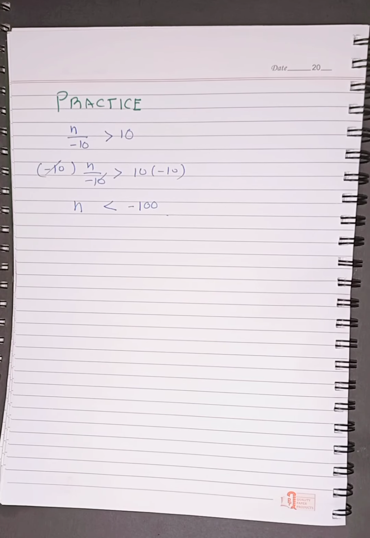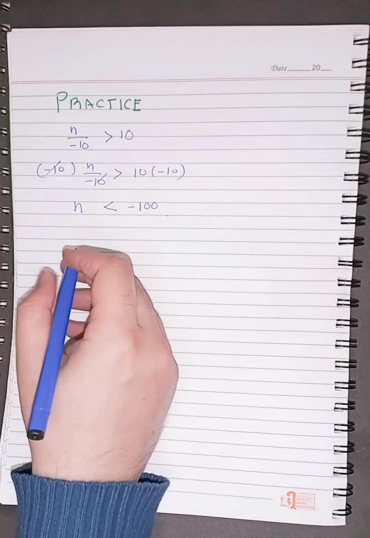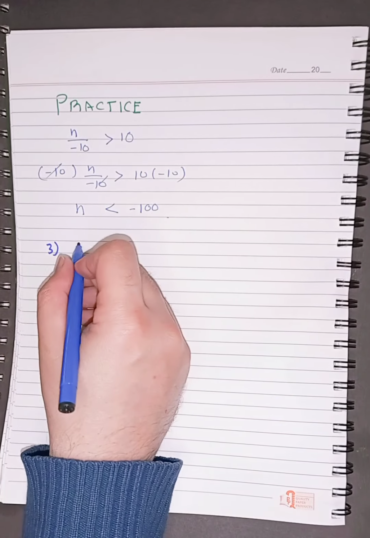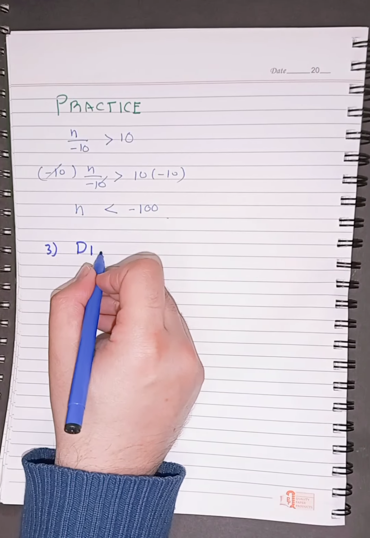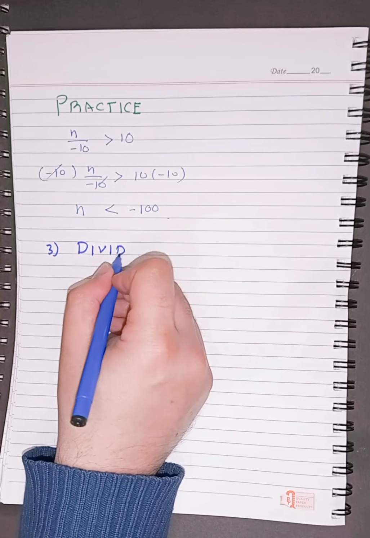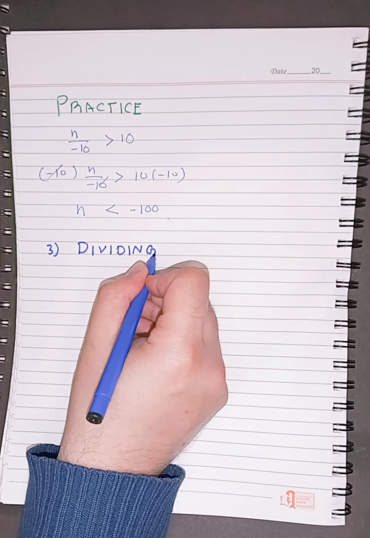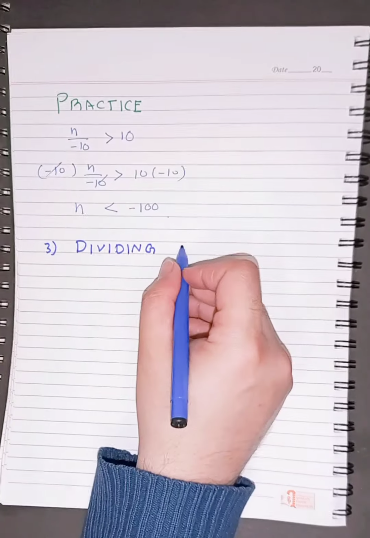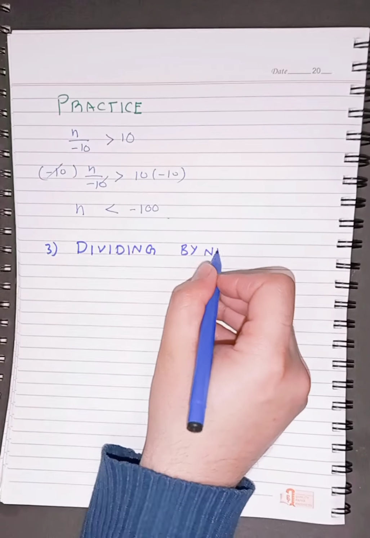Now we will move forward towards the last scenario, which is dividing by negatives. That's the third scenario when we flip or switch the sign: when we divide by negative numbers, dividing by negatives.